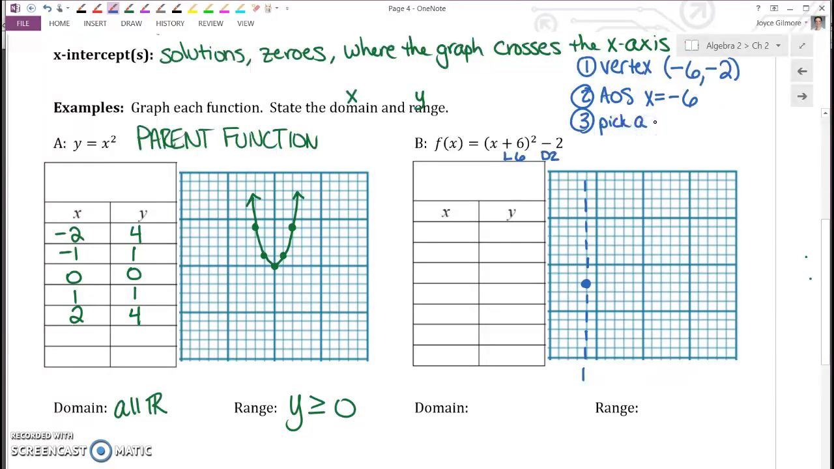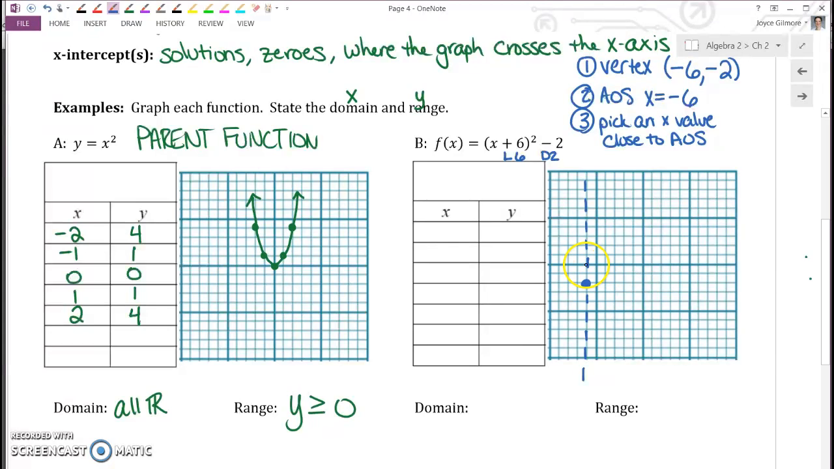Step 3 is to pick an x value close to the axis of symmetry. If your vertex is close to the y-axis, you can pick 0. This is 6 units away from the y-axis, so picking 0 is probably not going to help us. It's best to pick an x value about 2 units away from the axis of symmetry.